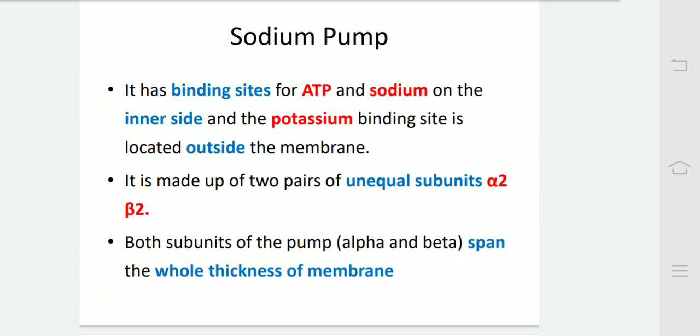It has binding sites for ATP and sodium on the inner side and the potassium binding site is located outside the membrane. It is made up of two pairs of unequal subunits, that is alpha 2 and beta 2. Both subunits of the pump, that is alpha and beta, span the whole thickness of membrane.